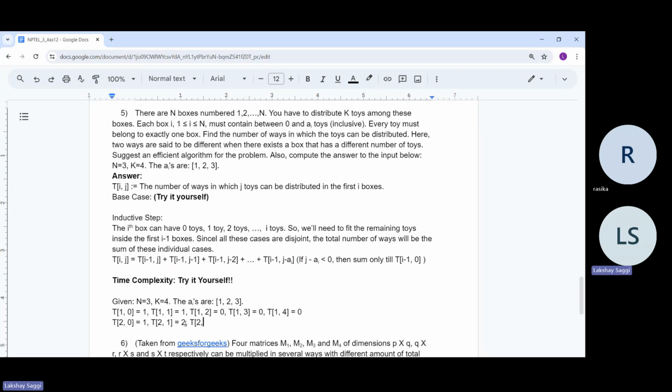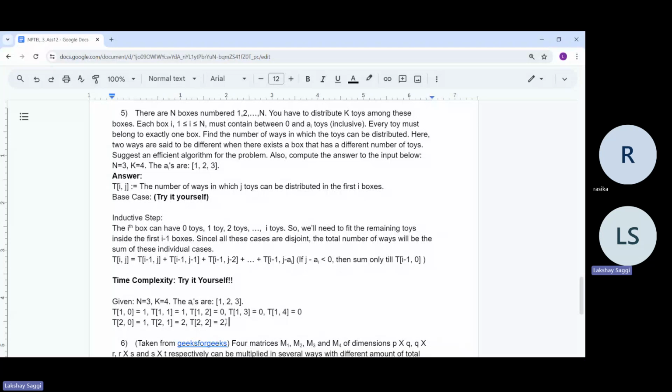Then T of 2 comma 2. I hope you are following along. For calculating these, I'm just following this recursive relation. So T of 2 comma 2: inside the second box, we can fit as many as two toys. So it will be T of 1 comma 2 plus T of 1 comma 1 plus T of 1 comma 0, which will again be a 2.